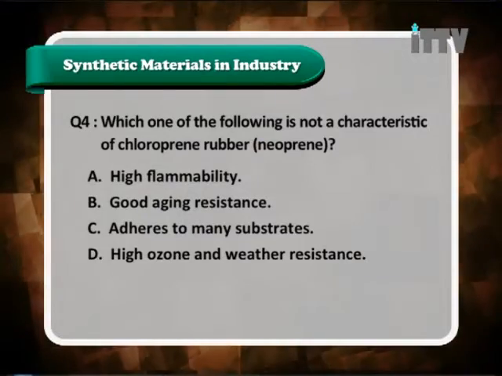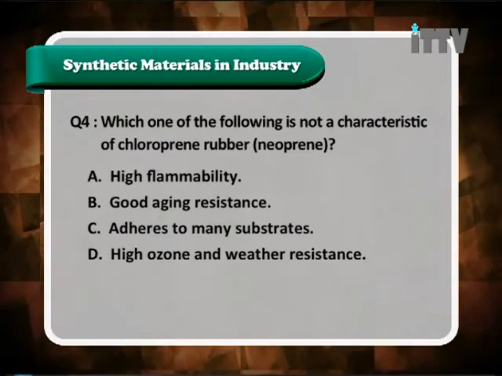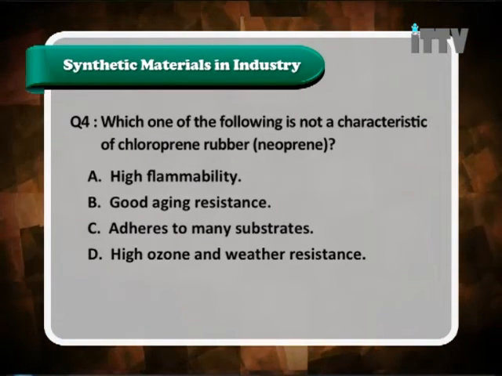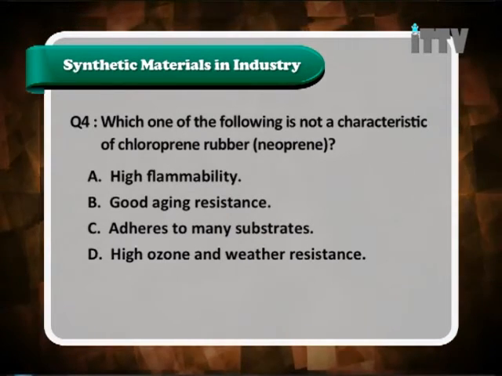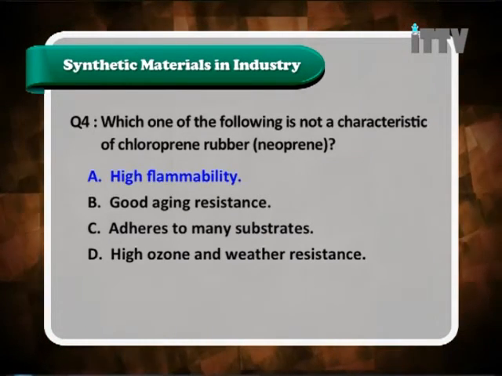So in this question, it actually asks us about chloroprene rubber. It is actually a synthetic rubber. Now we have learned the differences between a synthetic rubber and natural rubber. And from these differences, we can see that A is not a characteristic of synthetic rubber, where it says high flammability. So for this question, the answer is A.